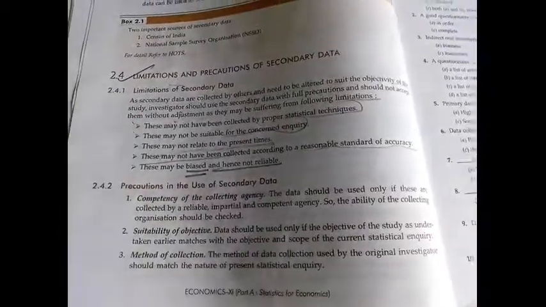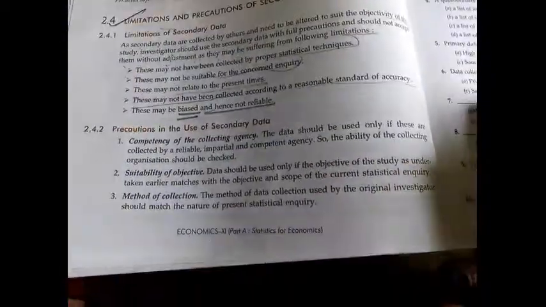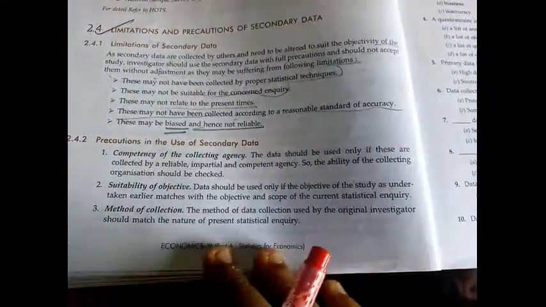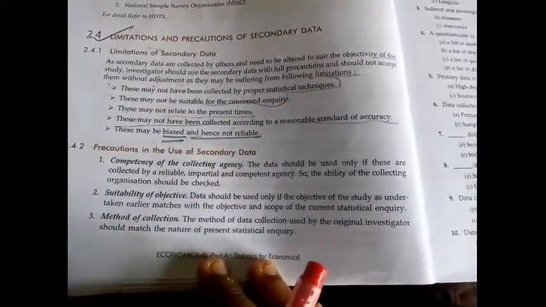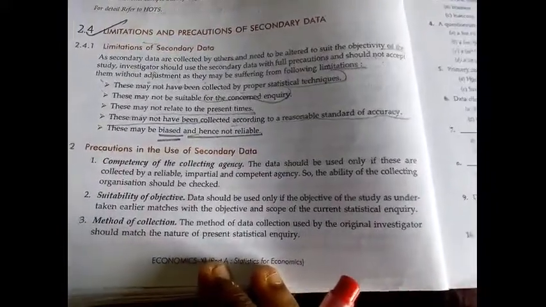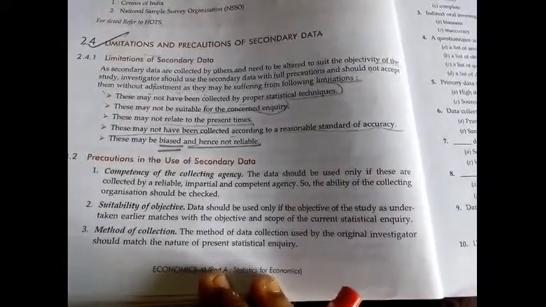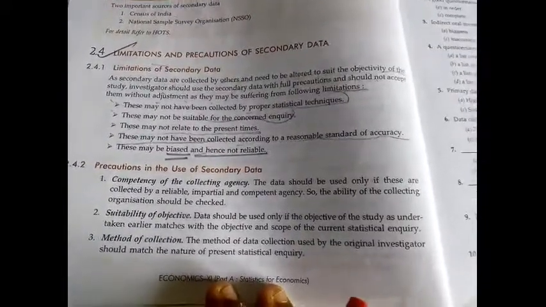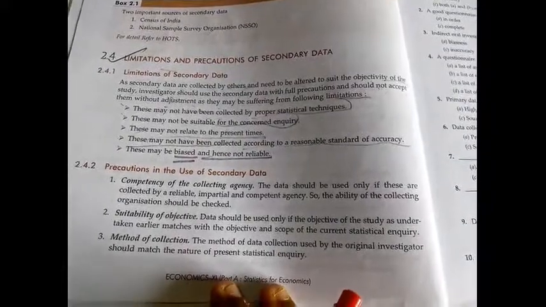So what should be the precautions of using this secondary data? You can use it, but you should use it with precautions. Irrespective of secondary data having problems, you have to use it. There may be a situation where you are not getting primary data, so you have to use secondary data. So before using this secondary data, what things should be done?